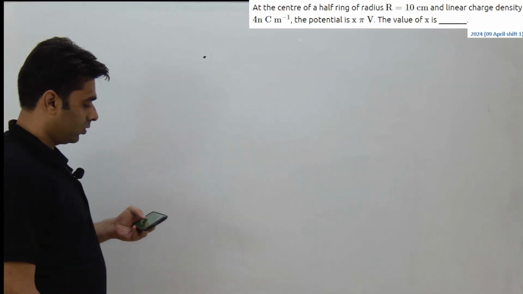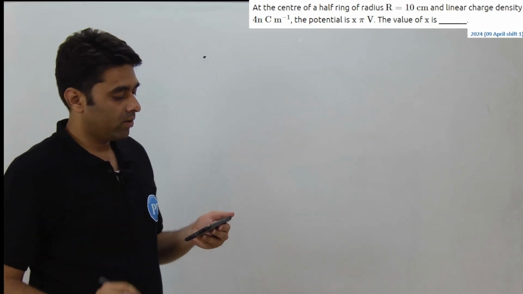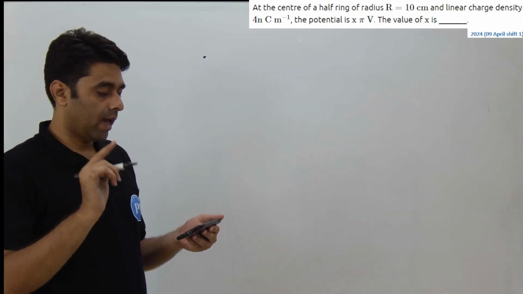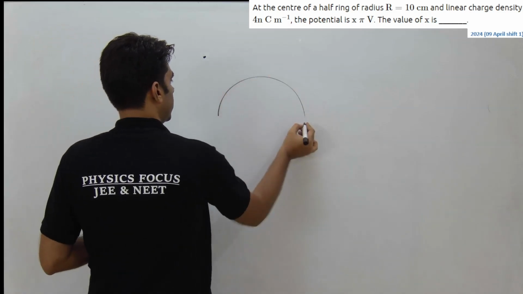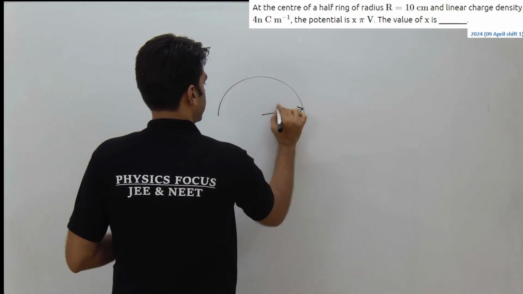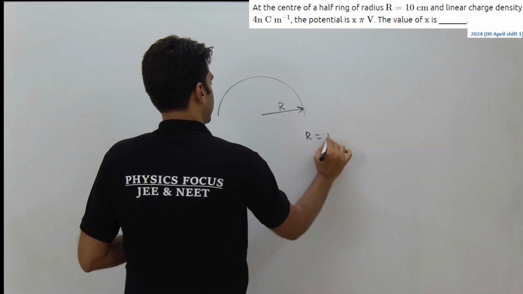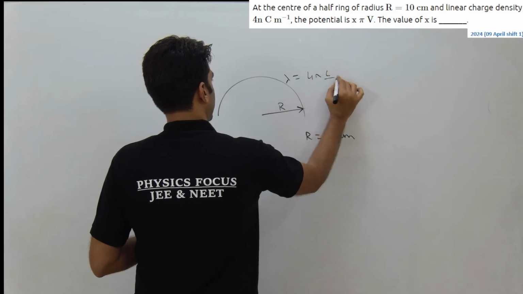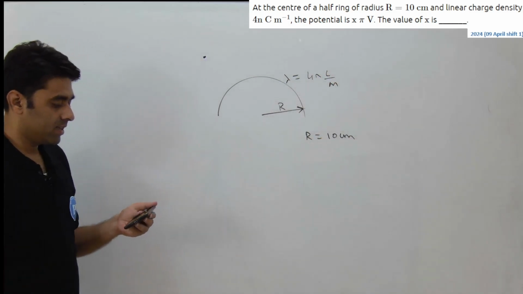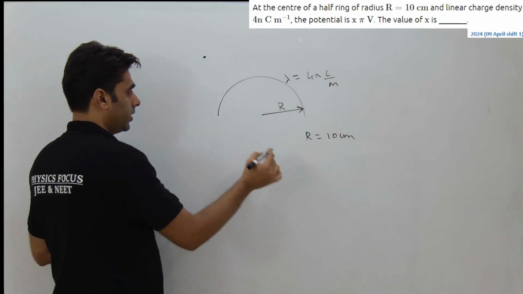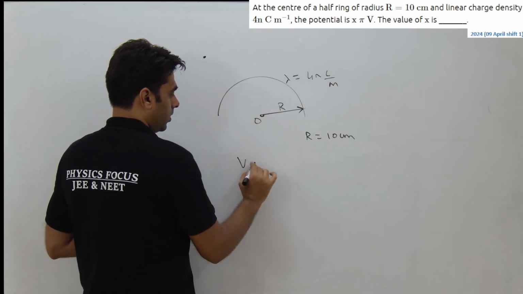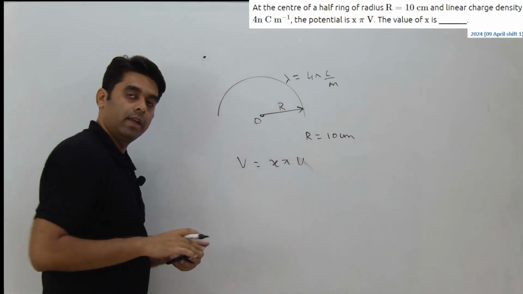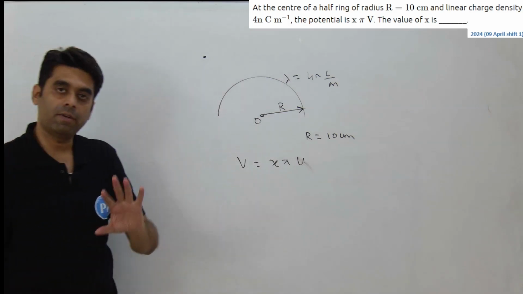Yeah. So the question that we have says, at the center of a half ring of radius r equal to 10 centimeter and linear charge density 4 nano coulomb per meter. So half ring is there. Okay. Radius is r, which is given to us as 10 centimeter. Lambda value is given to us as 4 nano coulomb per meter. Fine. The potential at the center is x pi volt. This is the potential given to us, right? Let's see. So they are asking us the value of x.